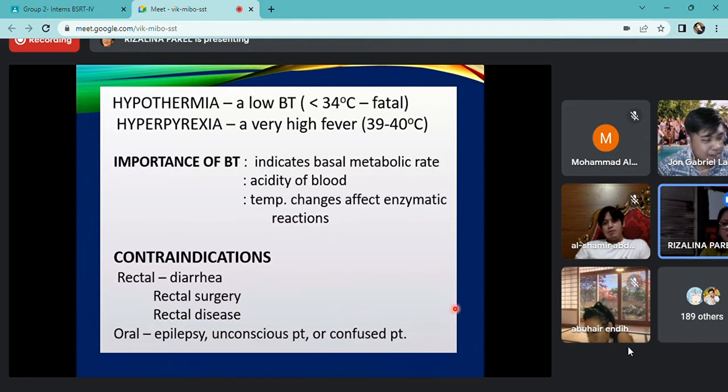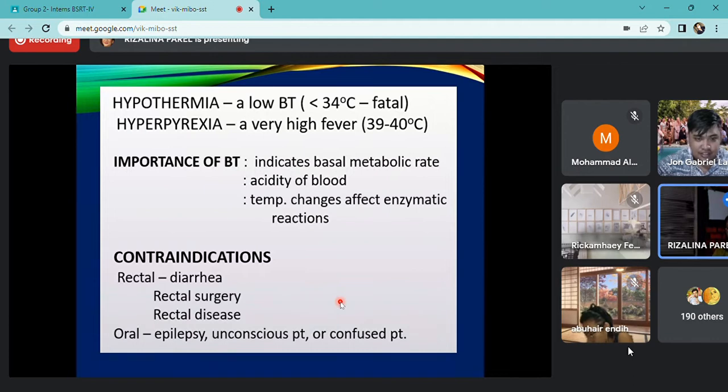So what are the contraindications for taking vital signs? Sa rectal, syempre kapag may diarrhea or nag-undergo ng rectal surgery yung patient natin, rectal disease, hindi pwede. Sa oral, kung ang pasyente natin ay epileptic, unconscious, or confused, hindi pwede.